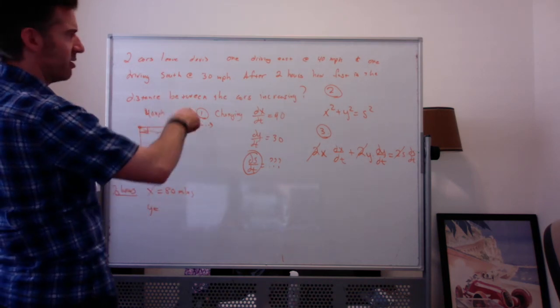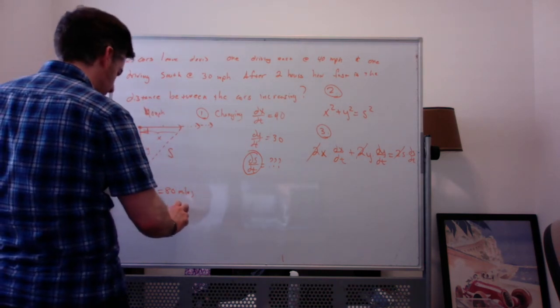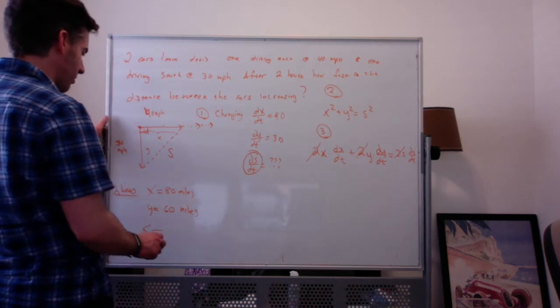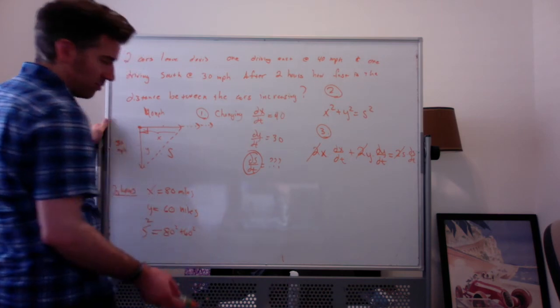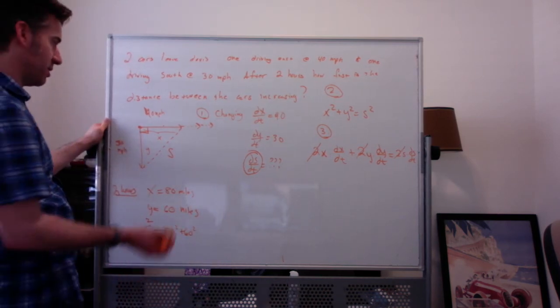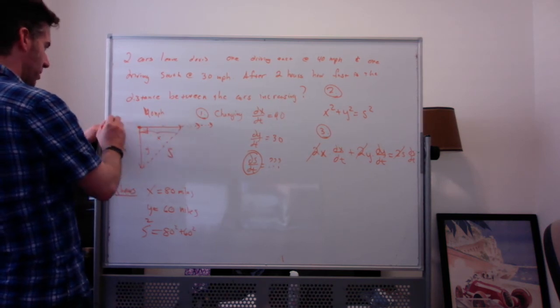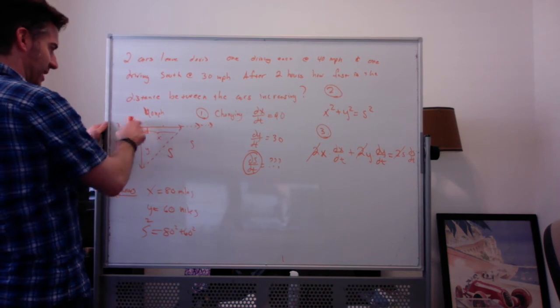Oh, sorry, this one's 40, this one's 30. Now y is 60 miles. And I know that s is, well, if I use the Pythagorean theorem, s squared is 80 squared plus 60 squared. Now, the 3, 4, 5 right triangle is the next thing. This is actually just a multiple of that. This is a 3, 4, 5. It's a 30, 40, 50. It's a 60, 80, 100.